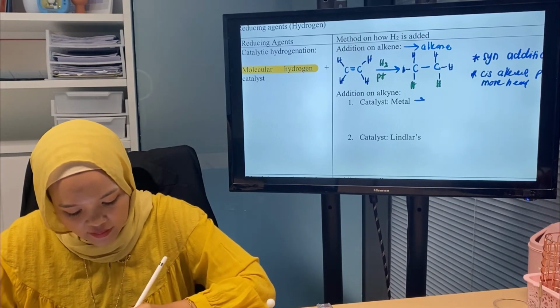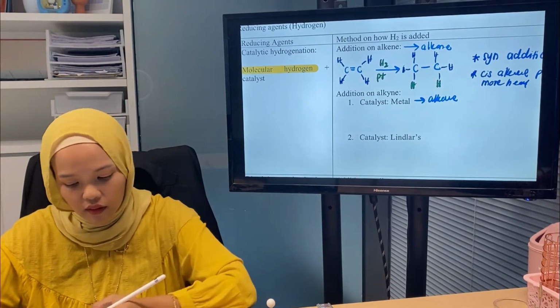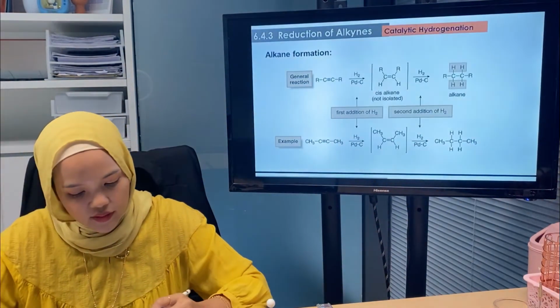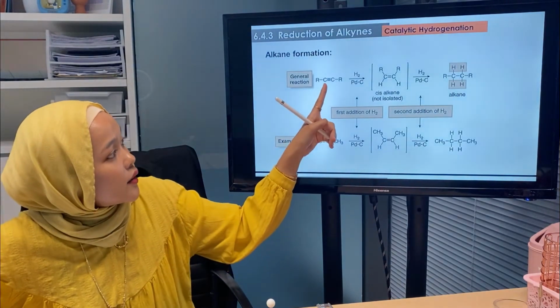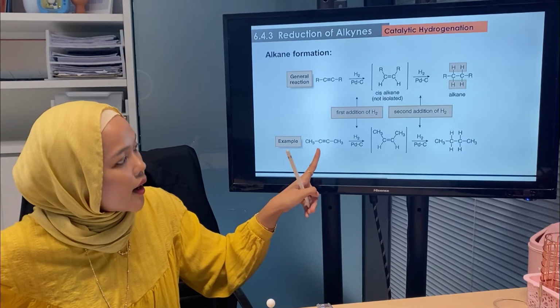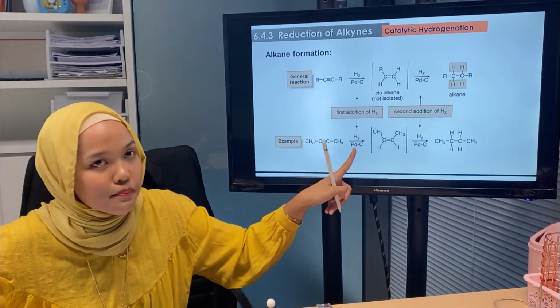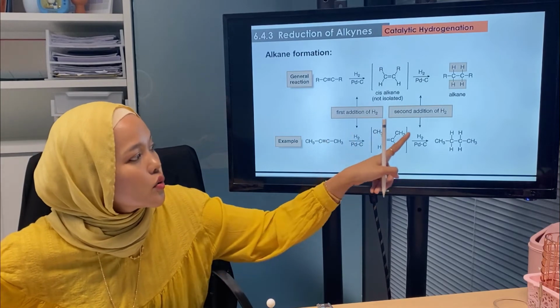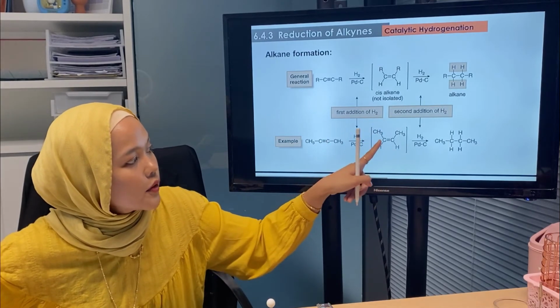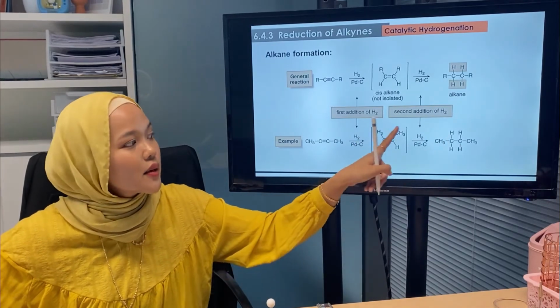If you use catalyst metal, it will produce alkane. All right, so here, if you look at this one, this is your alkyne. If you react alkyne with molecular hydrogen plus metal catalyst, first you will get alkene, after that you will get alkane. But you need to understand this one is an intermediate.